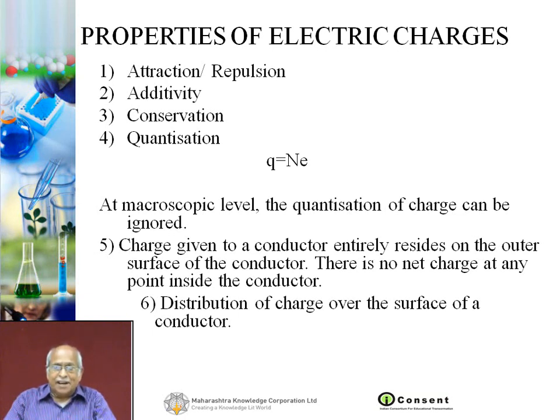So if we are considering charge on atom, charge on ion, total charge of some molecule, we have to consider this quantization. But if we are dealing with a quantity of charge very much greater than charge of electron, then this quantization has no significance. This is called macroscopic level. Macroscopic, not microscopic. If we are considering charge on atom, charge on ion, charge of molecule, that is microscopic level.